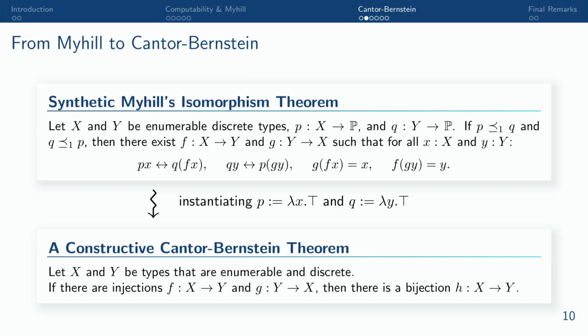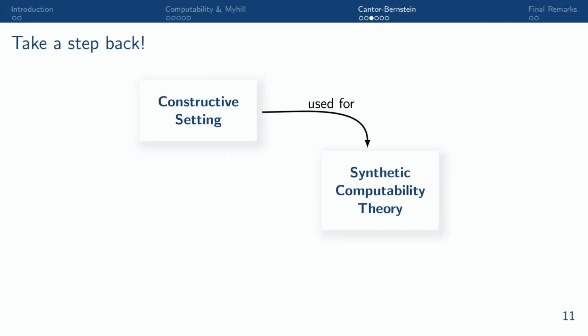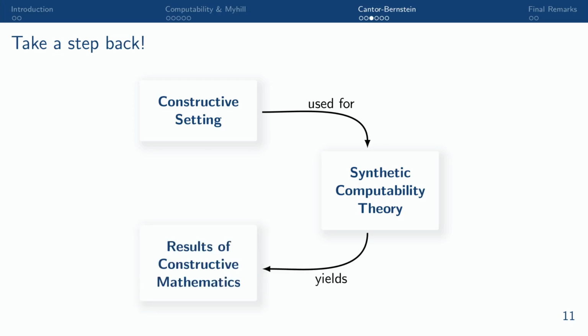And if you now look at especially the Cantor-Bernstein theorem in this formulation, but actually also its isomorphism theorem, this is now a result from constructive math, as also Escardó asked. So therefore, we are not only using the constructive setting to formalize results from synthetic computability theory, but those results again yield results from constructive math. And that results from constructive math can be understood computationally is quite well known.